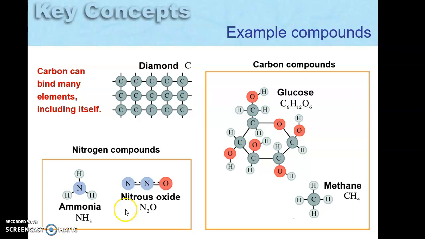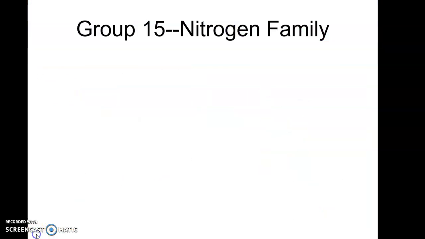And nitrogen forms, here are some inorganic ones, nitrous oxide and ammonia, but nitrogen is found in your nucleic acids like DNA and RNA and in proteins. And then you can see oxygen is found in a lot of these elements, or compounds, excuse me.